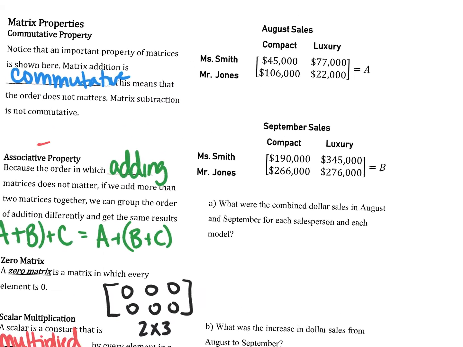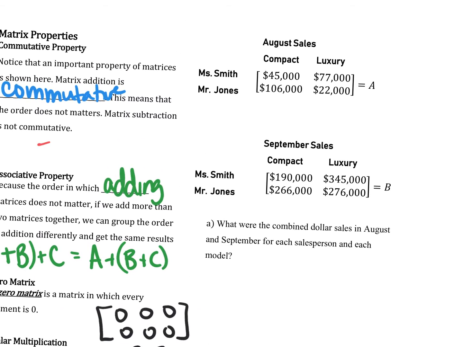So here is the August sales, right? Here are the 2 models that they have, by the way. They have a compact and a luxury. Everybody see that? Compact, Miss Smith sold 45,000. Mr. Jones sold 106,000. Luxury models, though, Miss Smith sold 77,000. Mr. Jones sold 22,000, right?